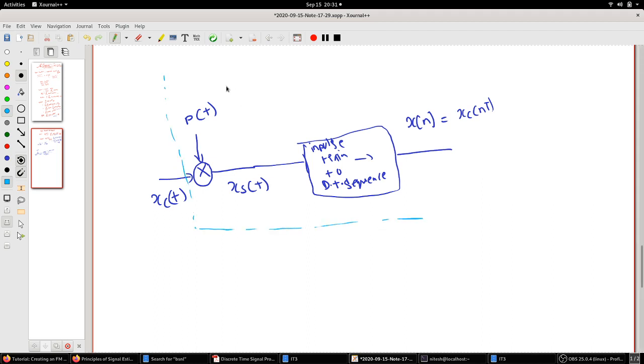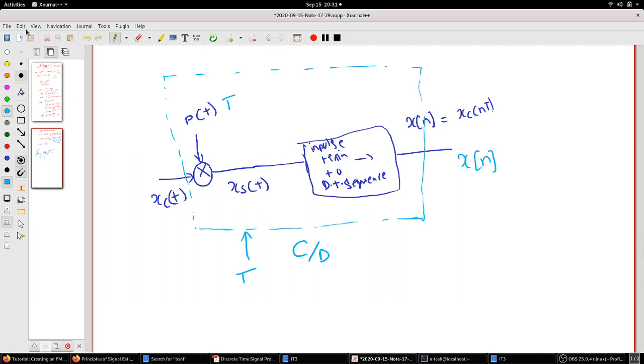This whole block is your C to D converter, continuous time to discrete time, because your input is a continuous time signal and your sampling period is T, and the output here is x of n.